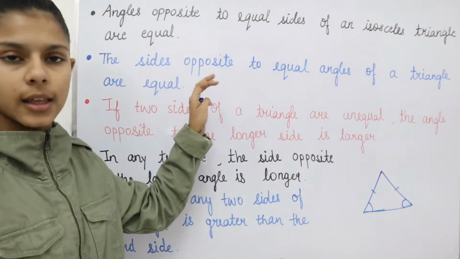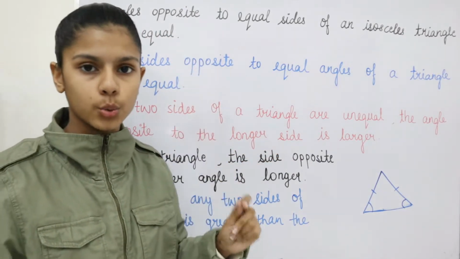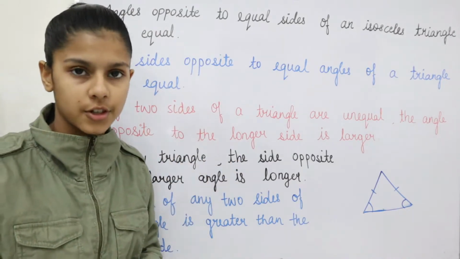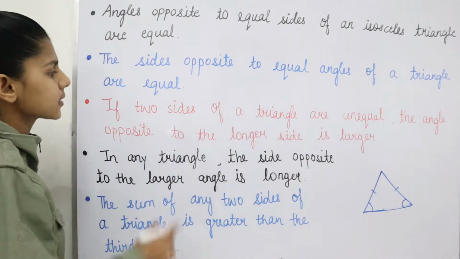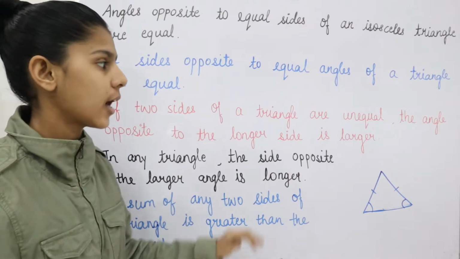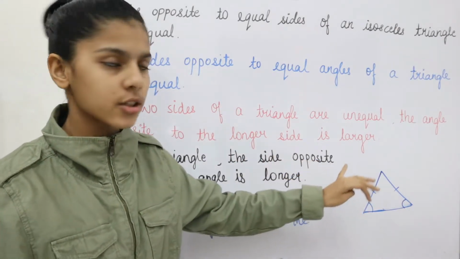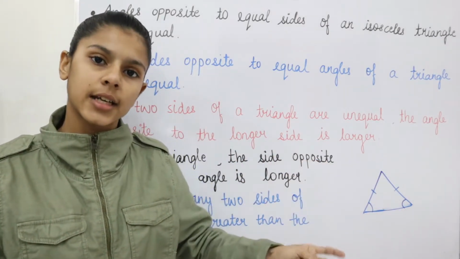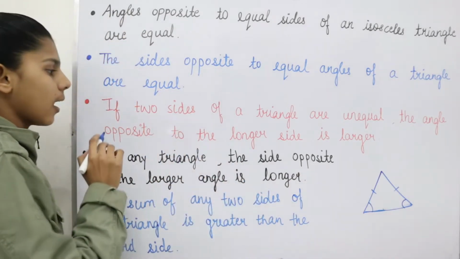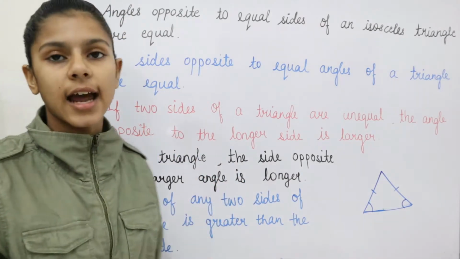It is also the same thing as I have said in the first rule, just written in a reversed manner. Third one is if two sides of a triangle are unequal. If there is a triangle and two sides are unequal, the angle opposite to the longer side is larger.